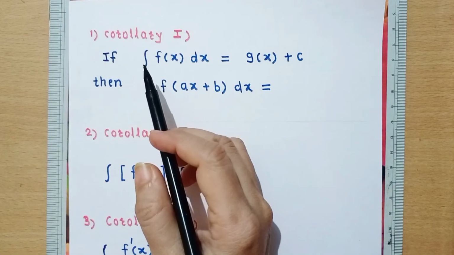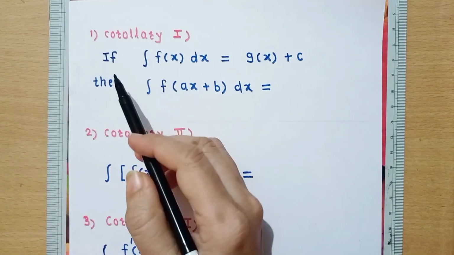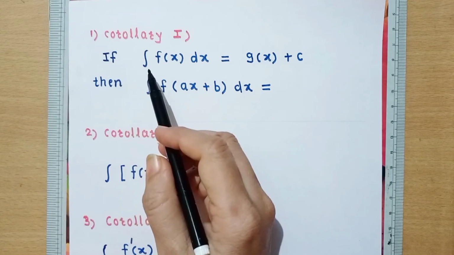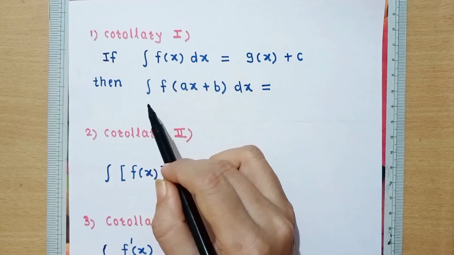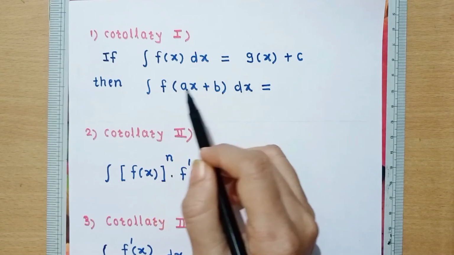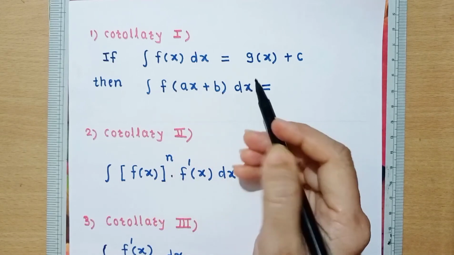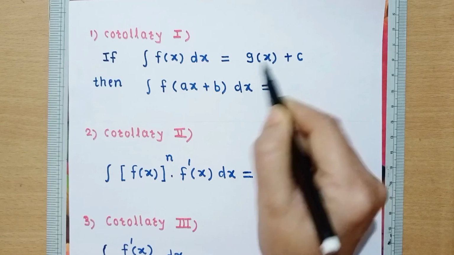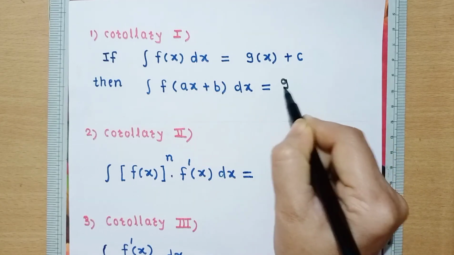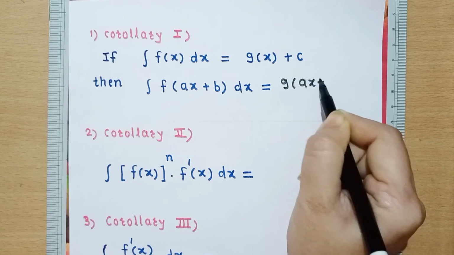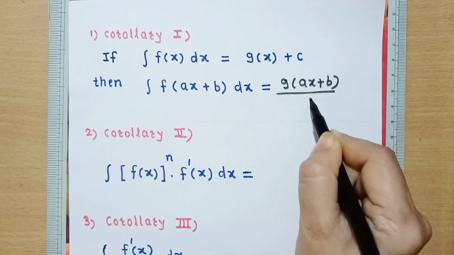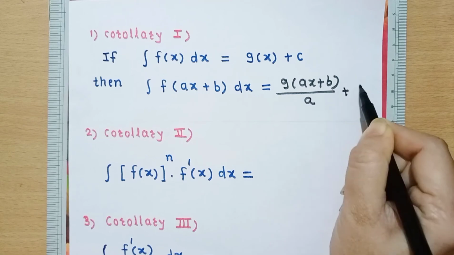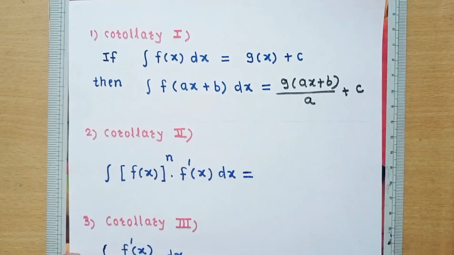These are the above corollaries together. Our first corollary was, if integration of f x dx equal to g x plus c, then integration of f of ax plus b dx equal to, we will replace x by this, so g of ax plus b, now divide by the derivative of this, so its derivative is a, and then write down plus c. So let's check one example.